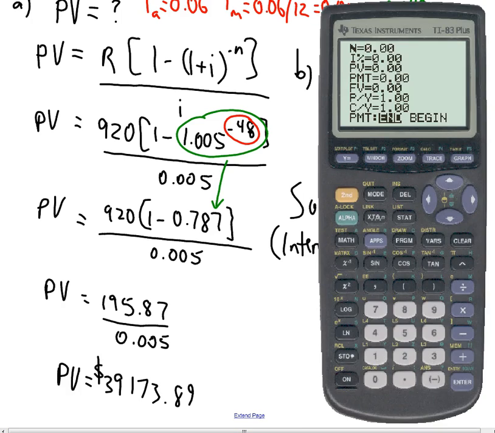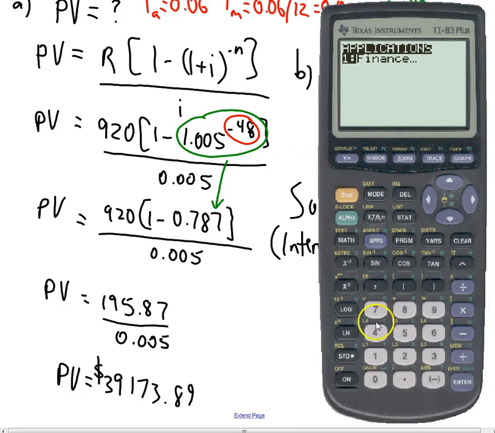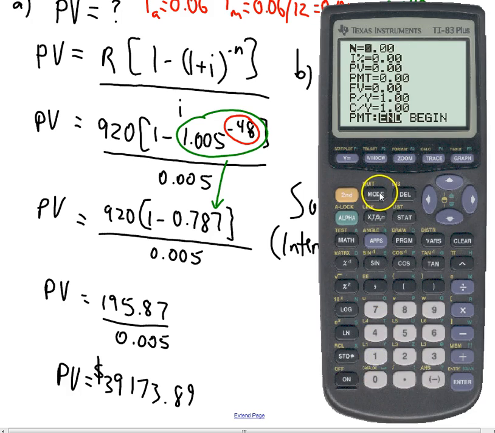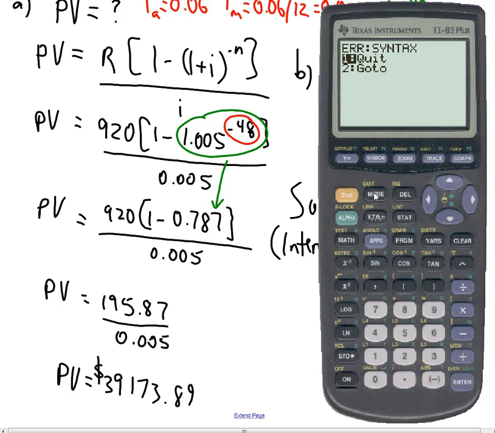Let's solve this identical problem using the TVM solver. So we turn it on. Apps, Finance, TVM solver, number 1. We have 48 compounding periods, 48 payments, 6% annual interest rate. Present value we don't know, so just leave it as 0. The payment, of course, is what the investment is generating, so it's a positive amount of 920. The future value will be 0. At the very last payment, the vehicle will have been paid off. The payments per year is 12, and compounding per year is also 12.